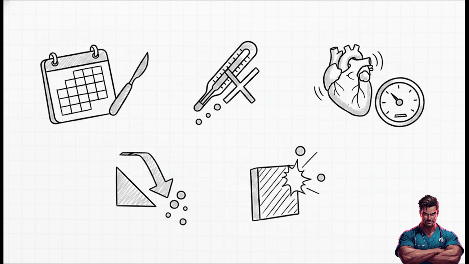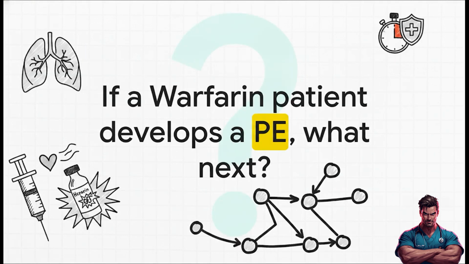4, how exactly does clopidogrel work? It interferes with platelet function and aggregation. And 5, what are the early signs of internal bleeding? You want to look for unexplained restlessness, changes in their level of consciousness, an increasing heart rate, and a dropping blood pressure.